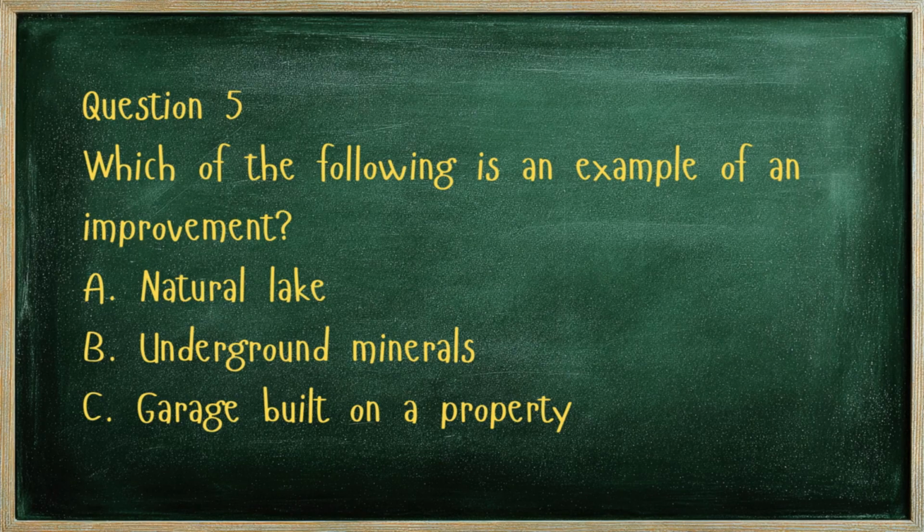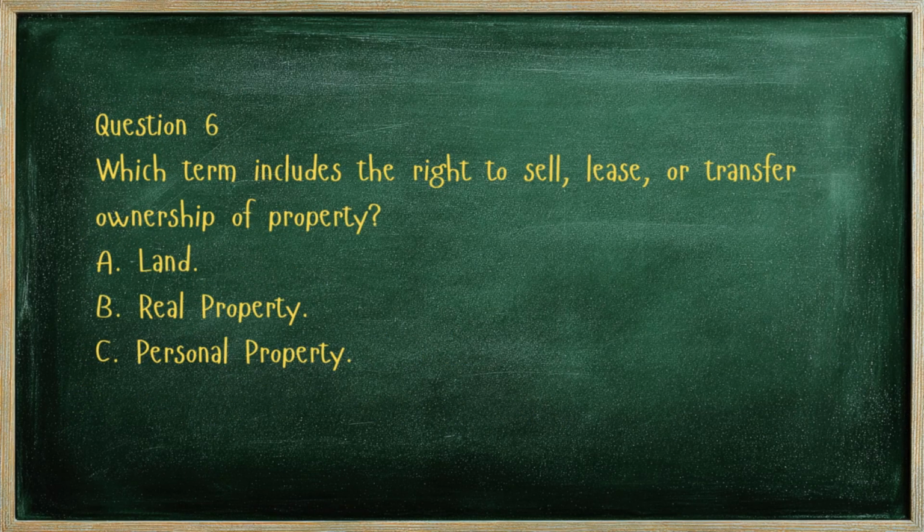Question number 5. Which of the following is an example of an improvement? A, natural lake. B, underground minerals. C, garage built on a property. The answer is C, garage built on a property. Question number 6. Which term includes the right to sell, lease, or transfer ownership of property? A, land. B, real property. C, personal property. The answer is B, real property.